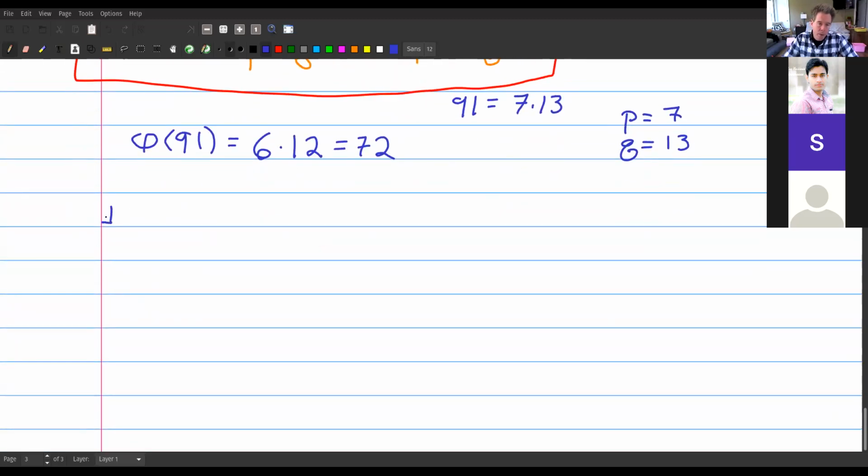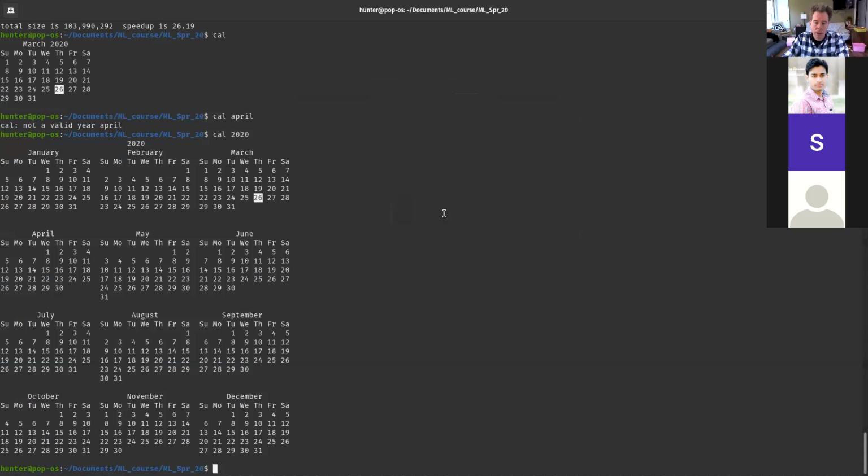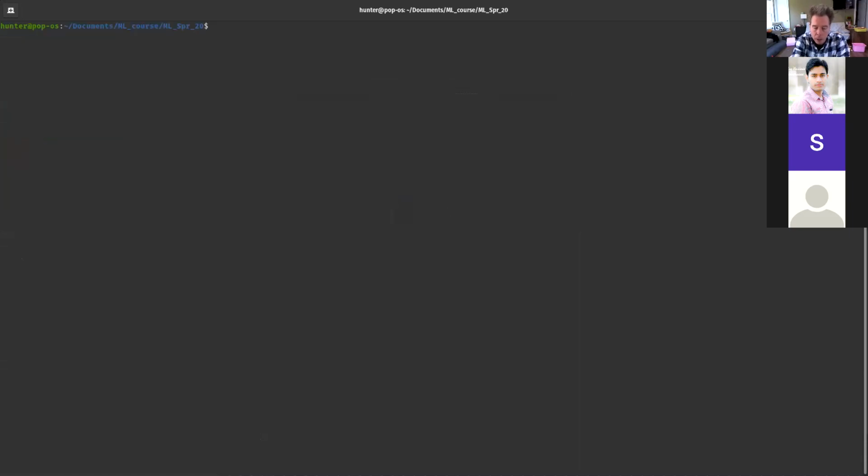It says if you have any integer n, so any integer n has a unique prime factorization. So I can write it as some prime p1 to some power e1 times a different prime p2 to some power e2 times however many prime factors it has. This is the last prime factor to some power. And so we've seen that before, but just in case that is confusing, what we're talking about here is the factorization of blah, blah, blah.